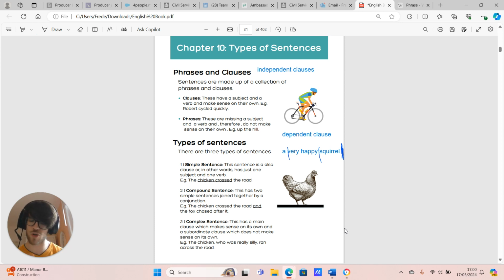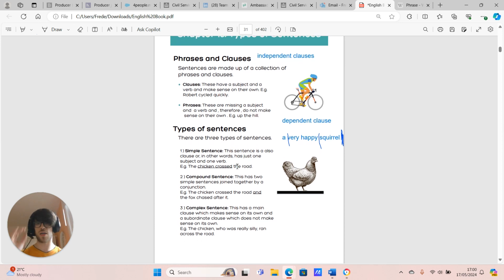But if we're talking about grammar and we're trying to make a story and we're trying to have a conversation, this does not make sense because it hasn't got a verb in it. It won't make sense. So, let's look at these three kinds of sentences.